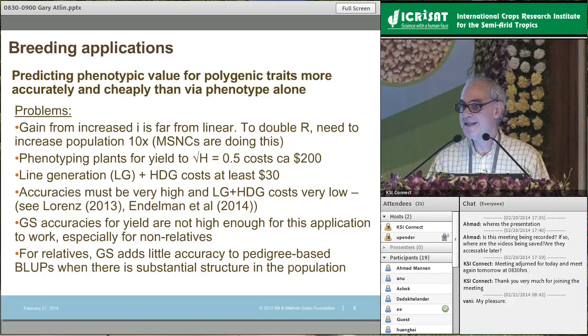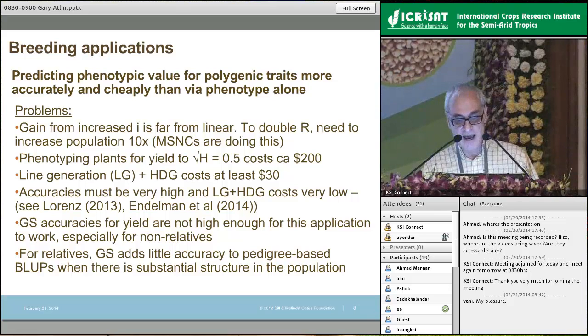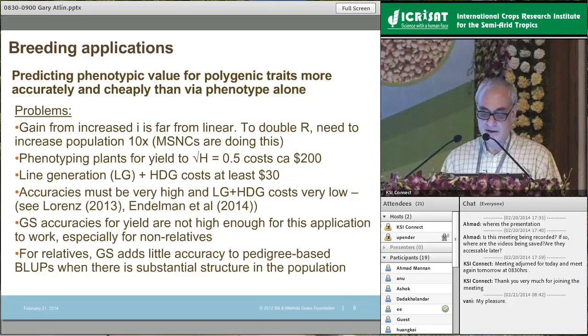So if you multiply that by 10, if you have a very accurate genomic selection protocol, and you want to double rates of gain in this way, you need 10 selection candidates for every one that you move into the breeding pipeline. That's expensive, and the accuracies have to be very high, and the line generation and high-density genotyping costs very low, and this has been worked out by a number of very useful recent publications.